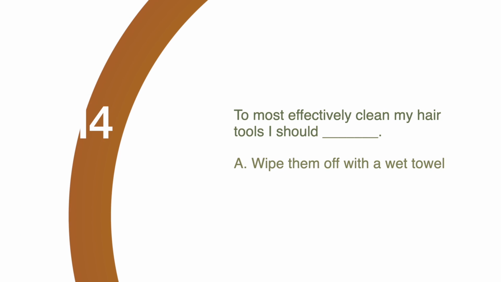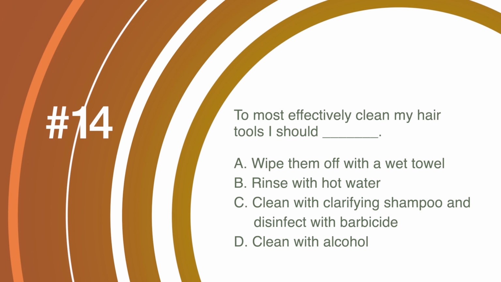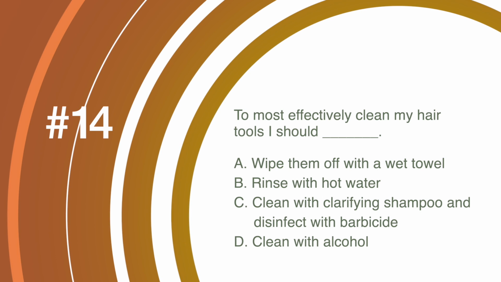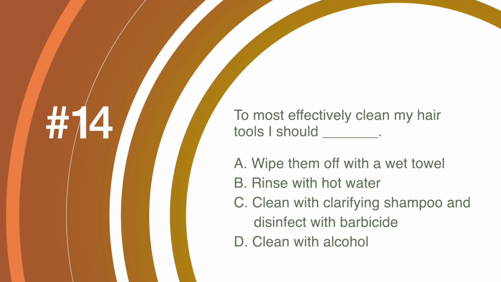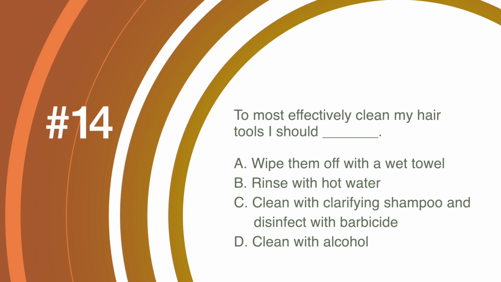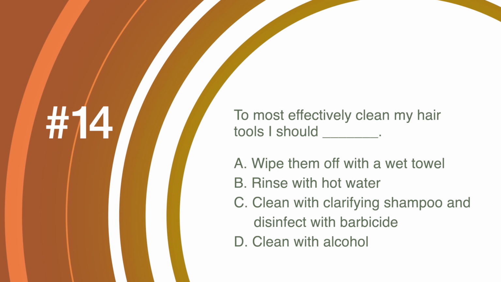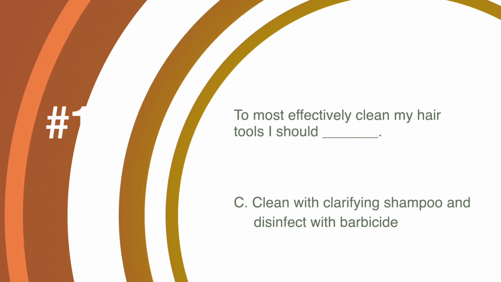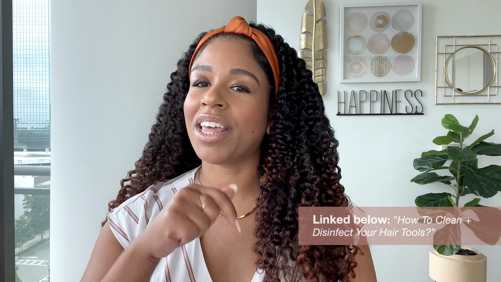To most effectively clean my hair tools, I should A, wipe them off with a wet towel, B, rinse with hot water, C, clean with clarifying shampoo and disinfect with barbicide, or D, clean with alcohol. The answer is C, clean with a clarifying shampoo and then disinfect with barbicide. I have a whole tutorial on how to do this process that I will link below.